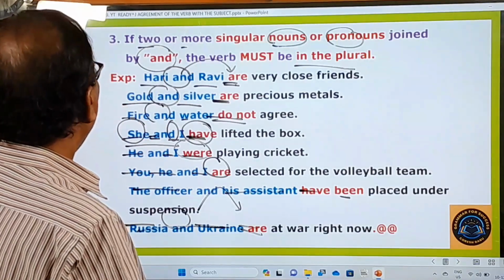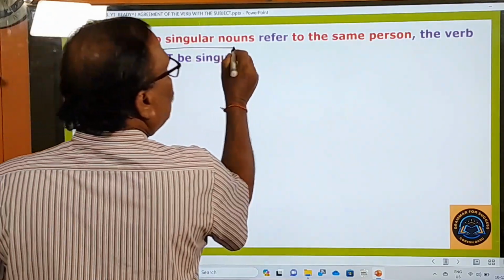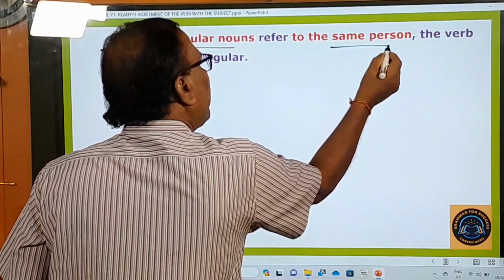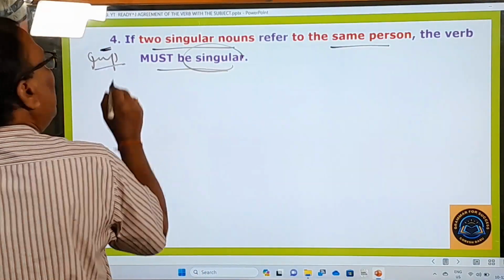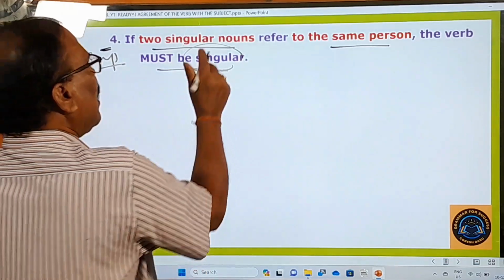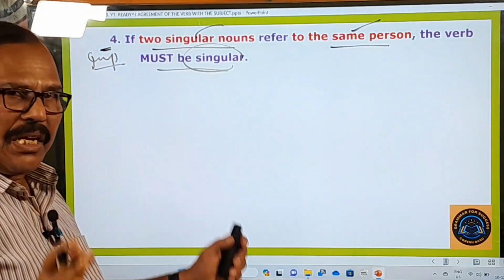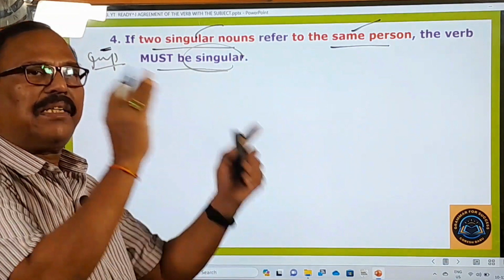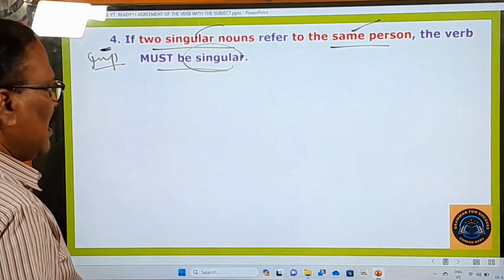Now let's go to the next slide. The fourth rule is: if two singular nouns refer to the same person, the verb must be singular. This is very, very important from the examination point of view. When two singular nouns refer to the same person, the verb must be singular. How? Let us see that here.